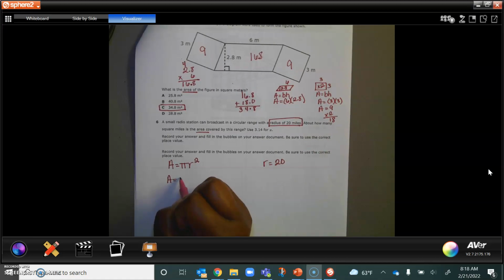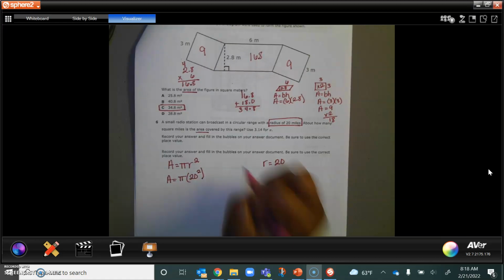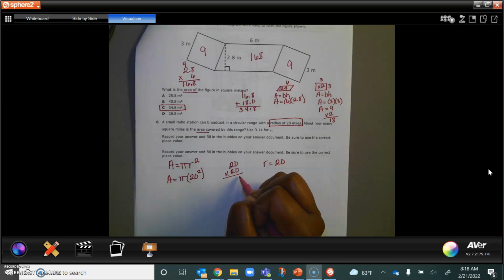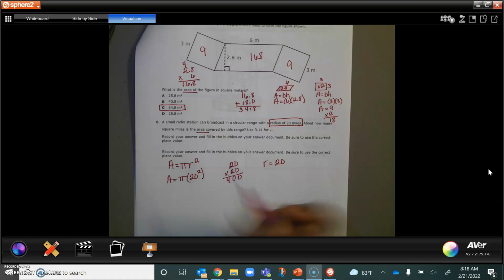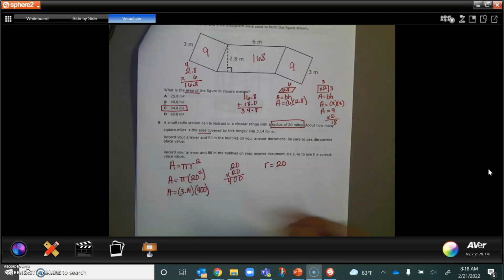So I have pi times 20 squared. Remember, 20 squared is 20 times 20. So if I do 20 times 20, I can add my 0 and I get 400. So remember, pi is 3.14. So we have 3.14 times 400.